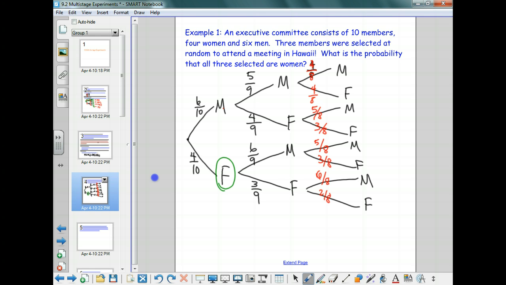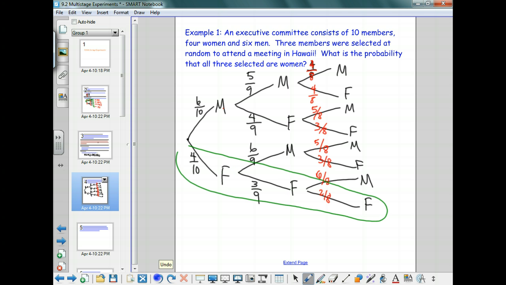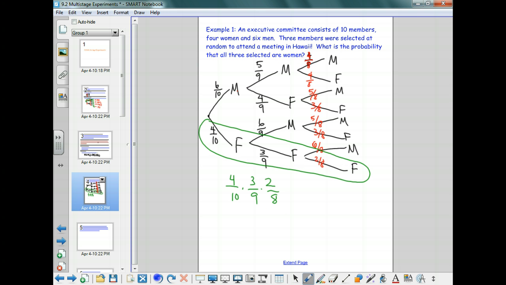I need to multiply out, in fact, let me do it this way. This branch. So I need to multiply 4 over 10 times 3 over 9 times 2 over 8. You can reduce some of that before you multiply if you'd like. In fact, let's do that. How does 4 over 10 reduce? 2 fifths. How does 3/9 reduce? And 2/8, 1/4. All right, and if you want to, right now, you could reduce one more step further.